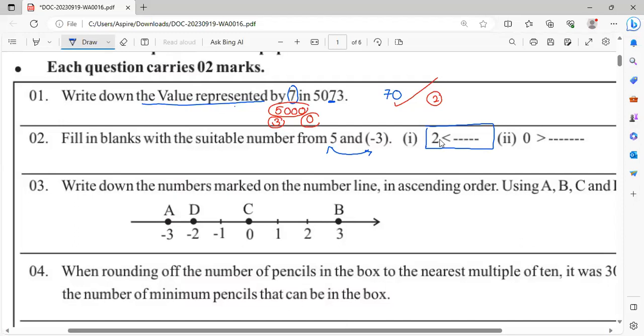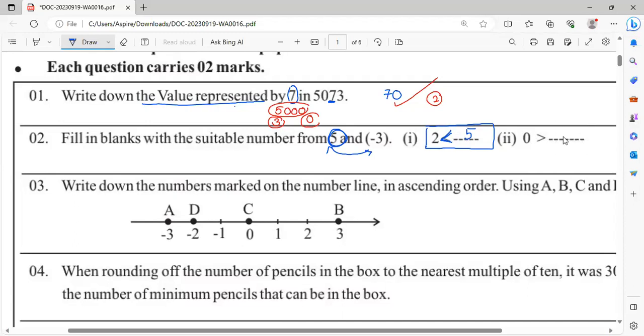Now you can see 2 is a positive value. This says that 2 is less than. That means the value that we write on the right hand side of this statement should be a value which is larger than 2. Out of these two numbers, 5 is larger than 2. Therefore, it is 5.